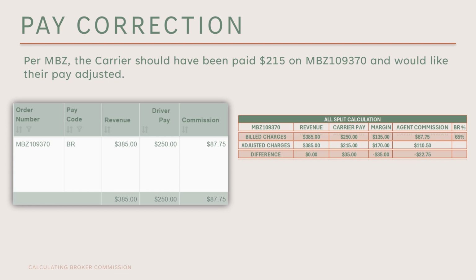So what does this mean? What are we seeing here? This is what we're seeing. There's no adjusted amount on the invoice, but now we know we need to deduct that carrier $35 because they were overpaid. And in doing so, now we need to increase that agent's commission by $22.75.